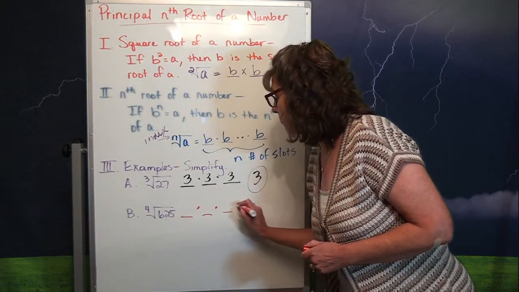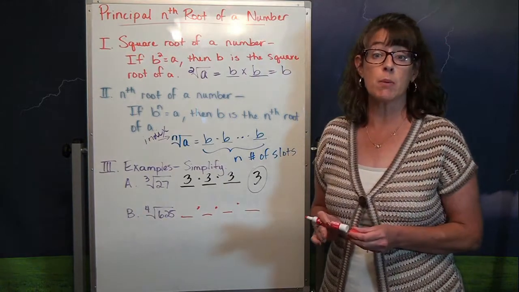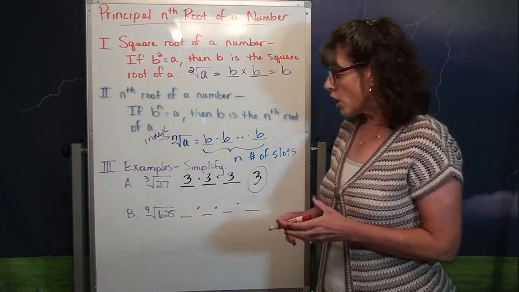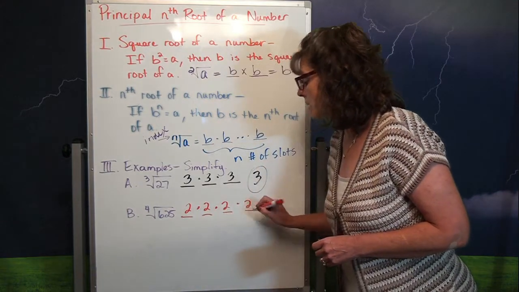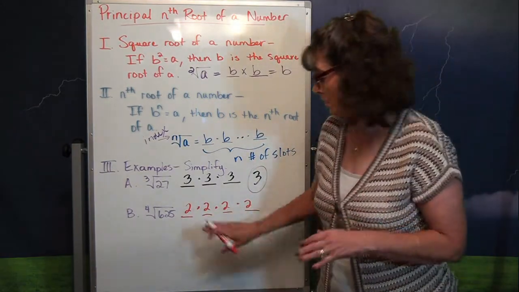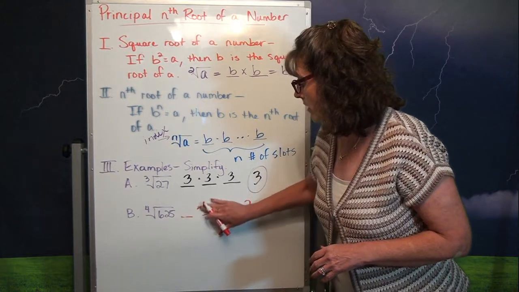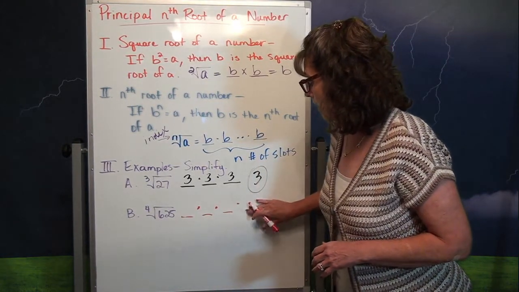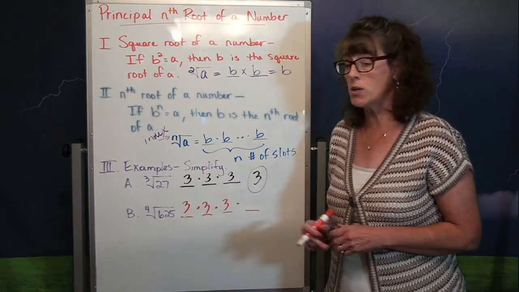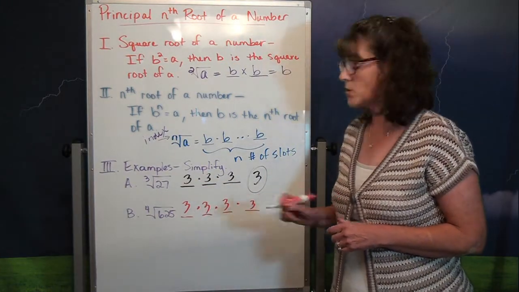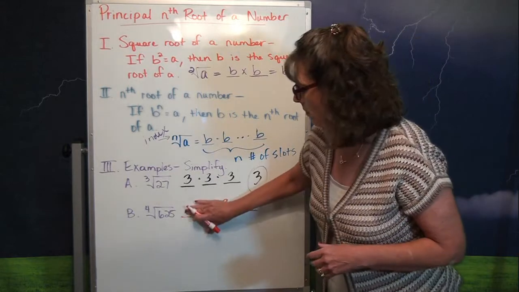I'm going to multiply all these numbers together. I want the same number in all the slots. So if I try 2, 2 times 2 is 4, times 2 is 8, times 2 is 16. Nowhere close to being big enough. Now when I try 3, remember we figured out that 3 times 3 times 3 is 27. 27 times 3 is 81. Still not quite big enough.